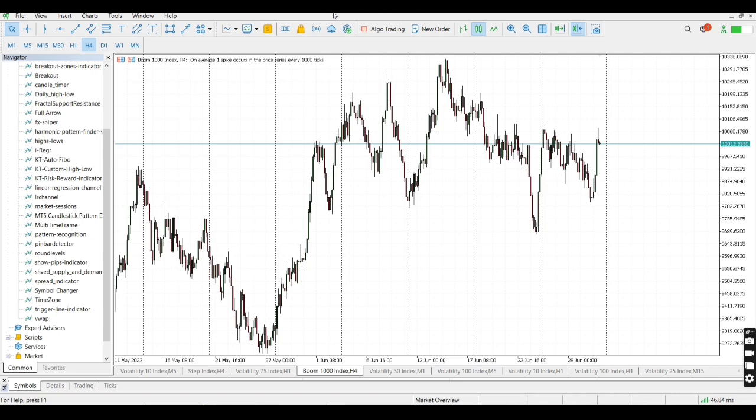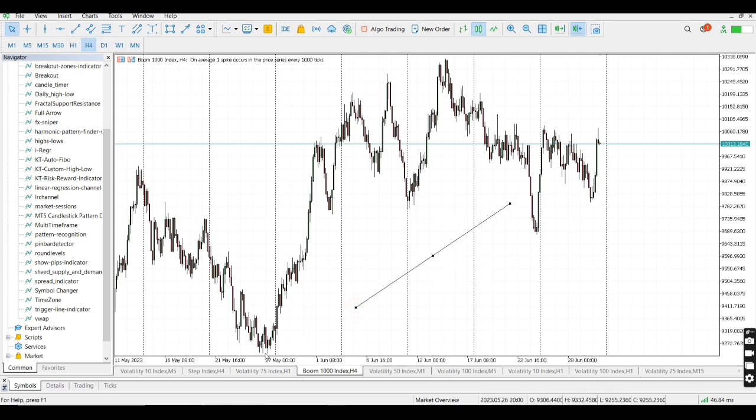So in today's episode I'm actually going to be analyzing this Boom 1000 using price action. As you can see right here, I'm on the H4 time frame, which is our directional bias time frame. So I'm going to mark out all my trend lines and stuff.